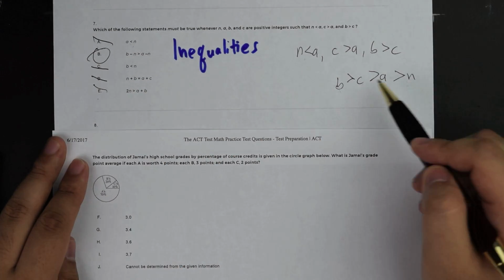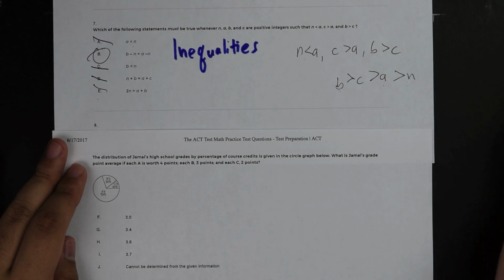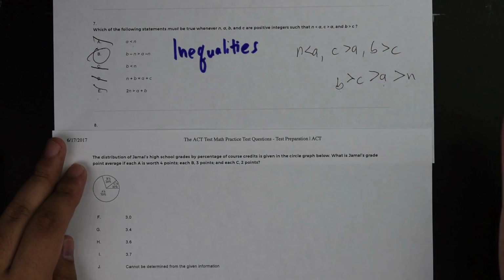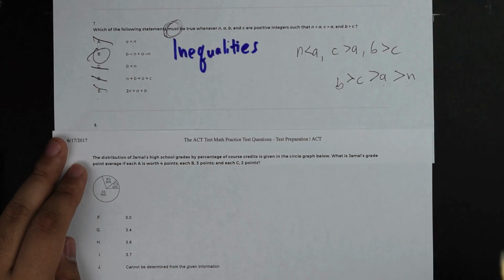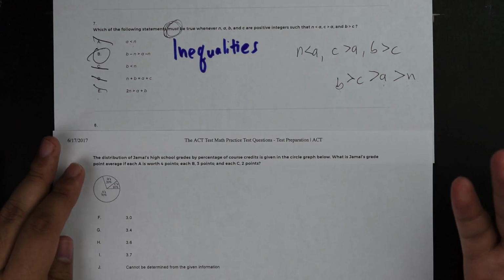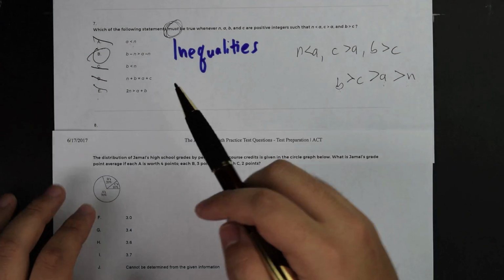For D, n plus b is going to equal a plus c. Well, it could possibly be the case, but it's not guaranteed that it must be true, because in question 7 it says must be true. That's the key thing. And so for D, we don't know for certain. It could be a possibility, but it's not guaranteed. And so D, I took it out.